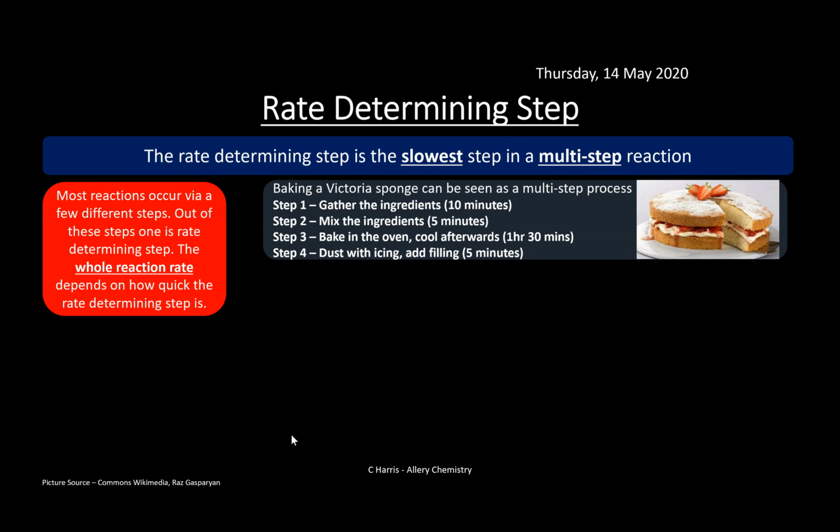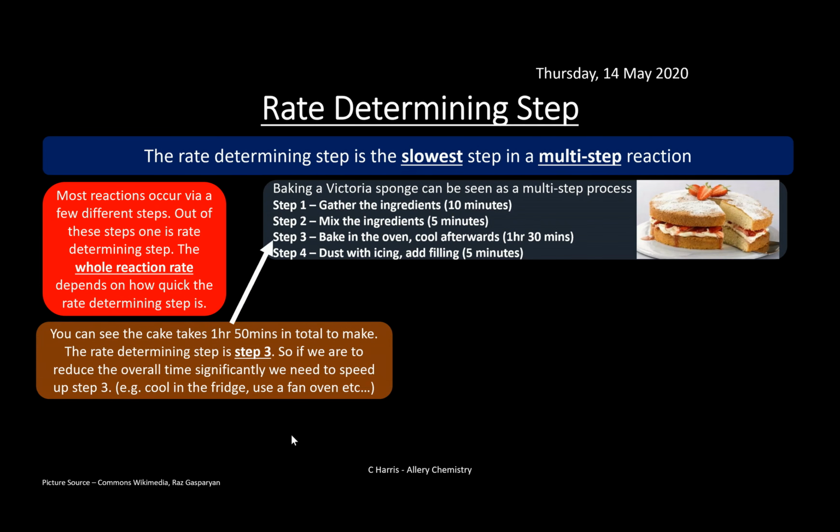We don't take ingredients and get cake. We have to do something with the ingredients, bake them, dress them, etc. And so this is the multi-step process, a multi-step reaction. So if we bring this across, we can see that the total time it takes to make this is 1 hour and 50 minutes. So the rate determining step here, the one which is slowing everything down, is step 3.